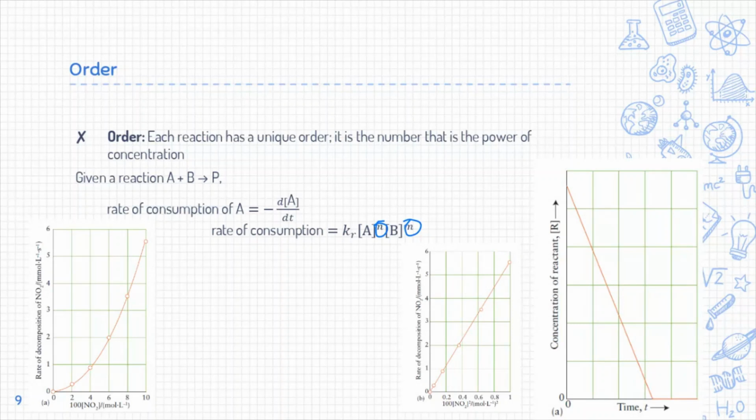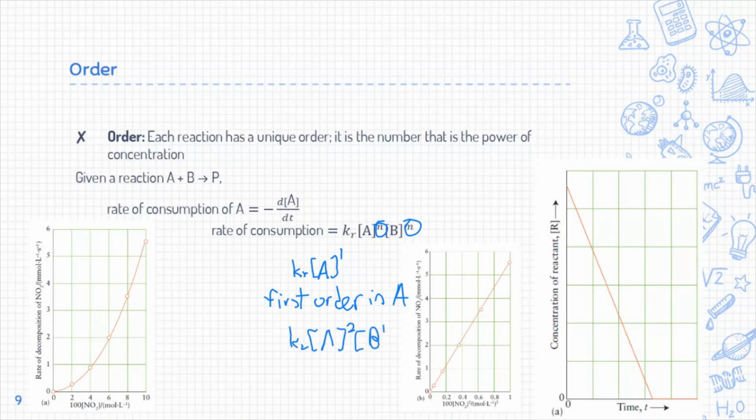So, this reaction would be considered first order in A. So first order in A. Something like this would be second order in A, first order in B, and third order overall.